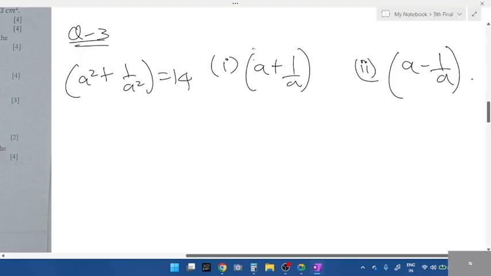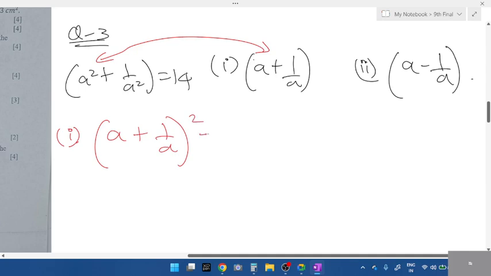Degree 1 and degree 2 is given. What do we do? We want to square it. Square which one? The sub question. There are no both sides here. There's only one side, right? Sub question has only one side. (a plus 1 by a) the whole square. Open the bracket. What do you all get? a square plus 1 by a square, and a and a gets cancelled. Plus 2, right?